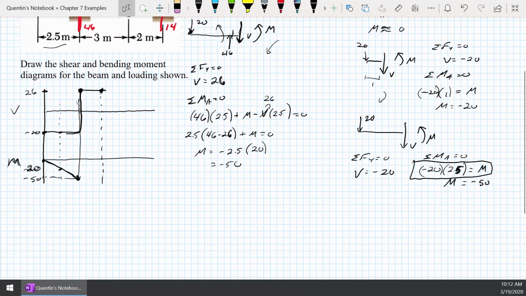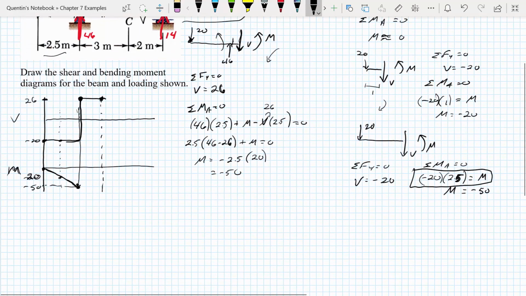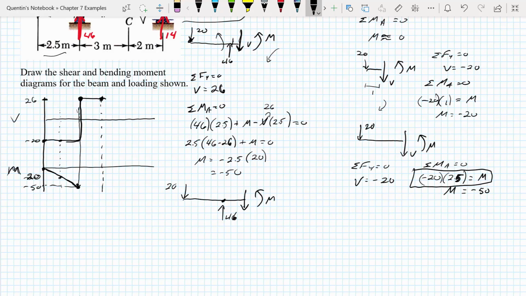Now let's push it a little further. Let's consider this point right here, halfway. So now we're going to have this beam. We have 20 coming down here. At this point, we have 46. Now we have V and M. The sum of my forces in Y equals 0 is going to tell me yet again that V is equal to plus 26. Yes, it hasn't changed. So as we see, I can go through and it's out to here.